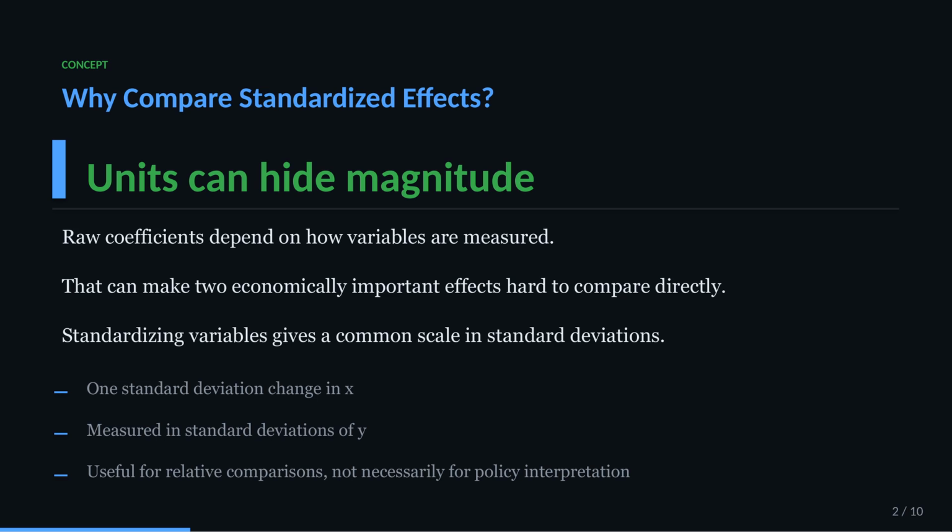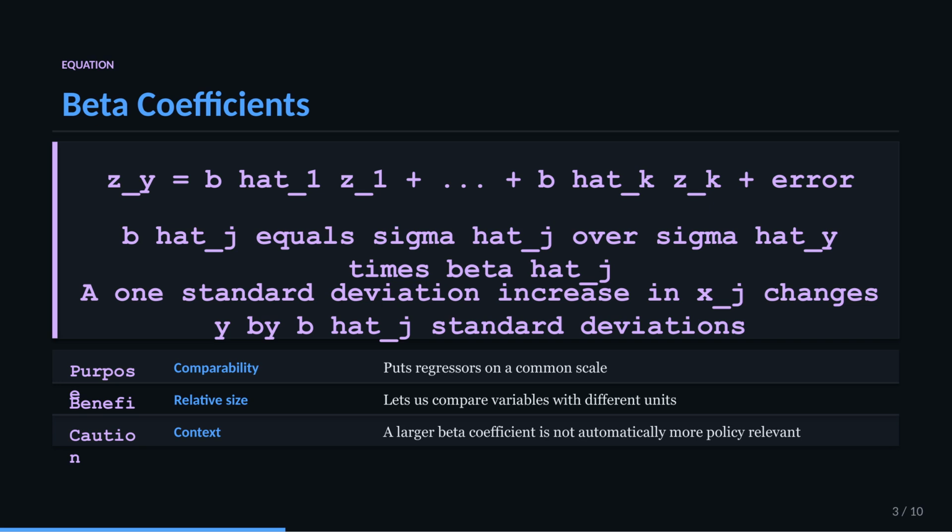Start with standardized or beta coefficients. A raw regression coefficient depends on the units of the regressor, so comparing the coefficient on income with the coefficient on years of education can be awkward if those variables live on totally different scales. Standardizing the variables fixes that by measuring both x and y in standard deviations. Then a beta coefficient tells us how many standard deviations y changes when x changes by one standard deviation. That is useful because it makes relative effect sizes more comparable across regressors.